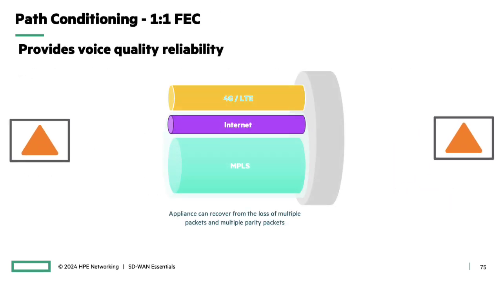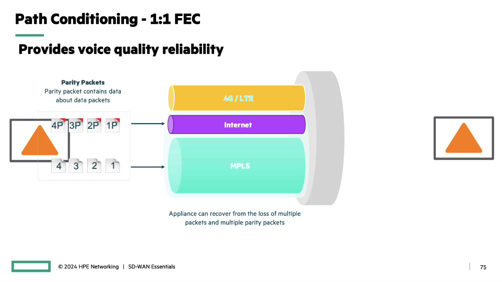Another option for FEC is one-to-one forward error correction. The high availability link bonding policy takes advantage of this with the parallel links to provide extremely high reliability. In this example, we have an MPLS link and an internet link that are logically bonded, and on this link we make use of one-to-one FEC. One-to-one FEC means that we send one FEC parity packet for each regular data stream packet.